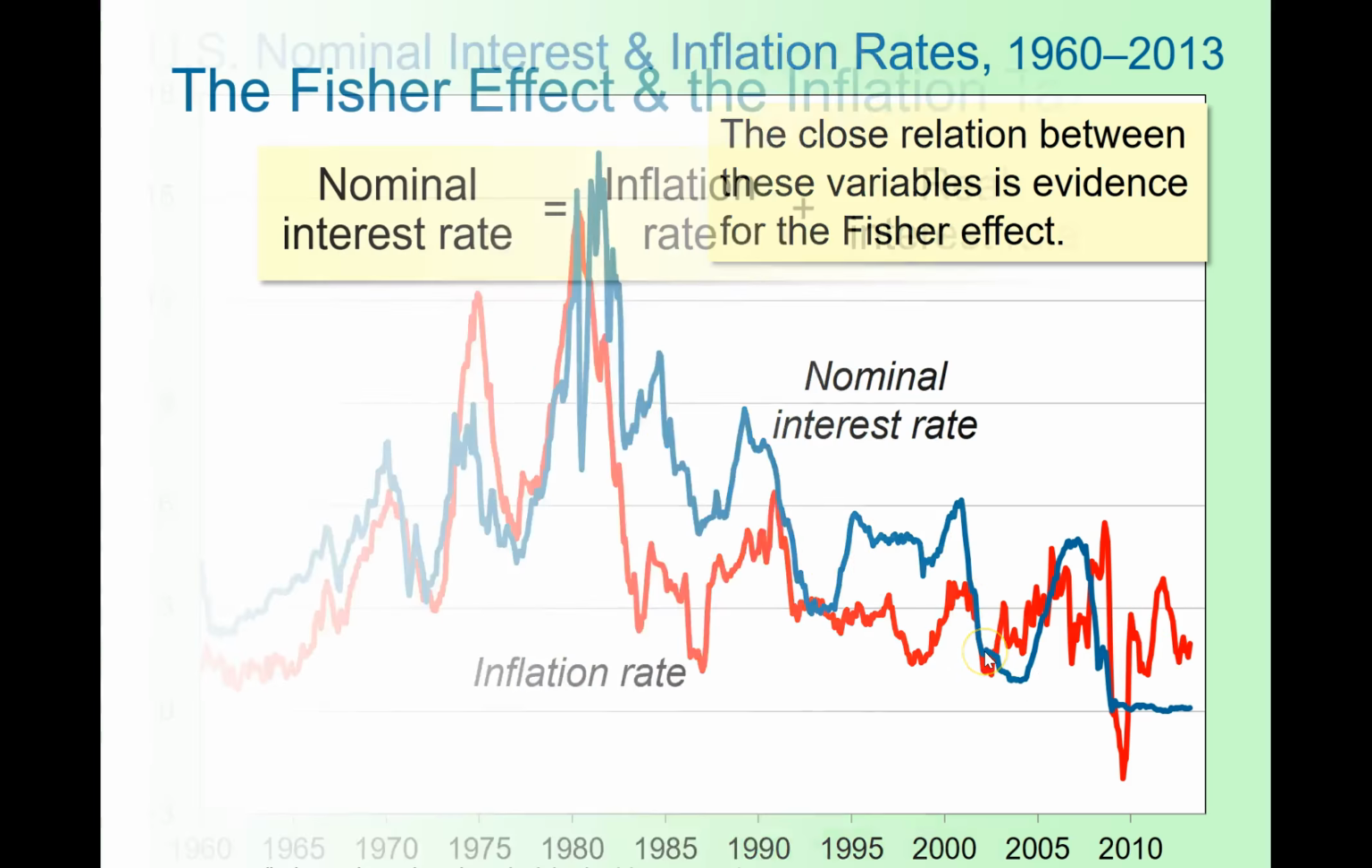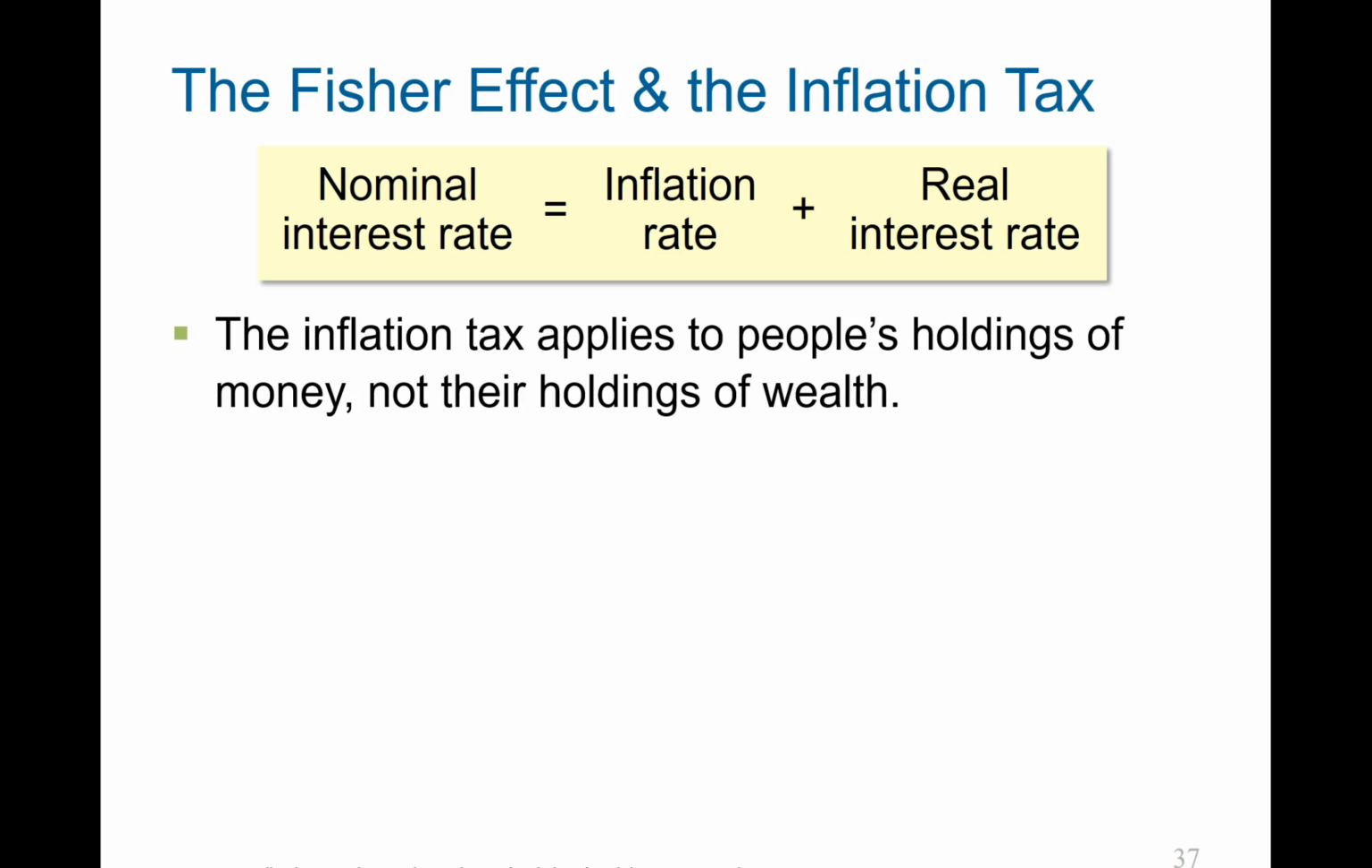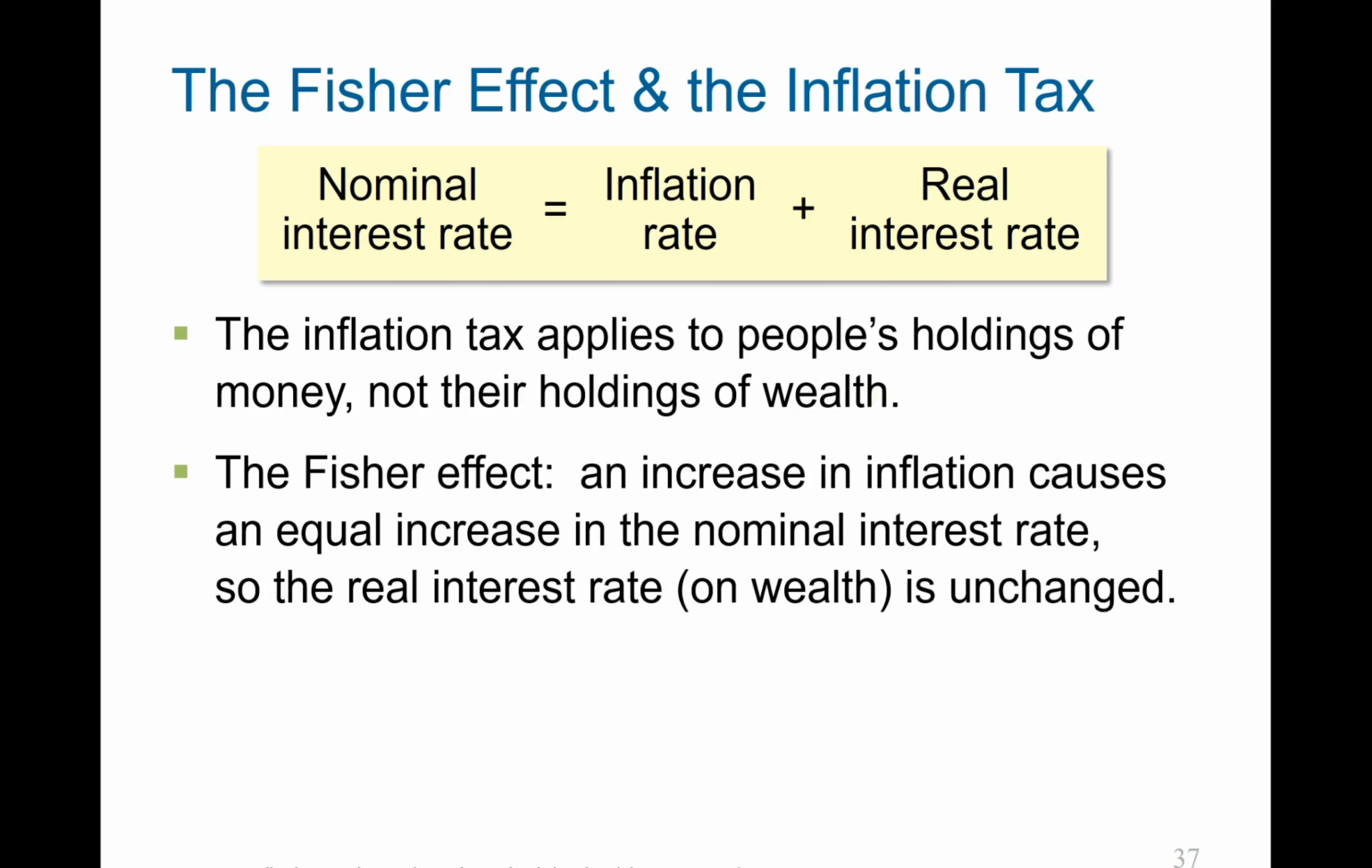The inflation tax applies to people's holdings of money, not their wealth. So it has to do with the spending power of money that they're holding on to. It does not have anything to do with accumulated assets. And the Fisher effect tells us that an increase in inflation causes an equal increase in the nominal interest rate. There's that one for one. And the real interest rate, meaning the rate on accumulated wealth, is unchanged.